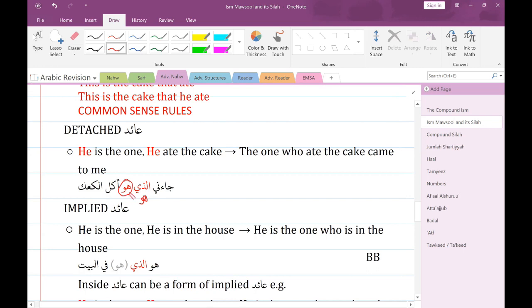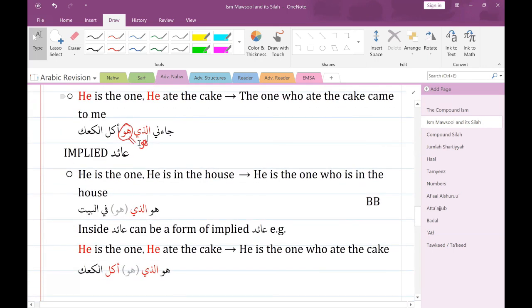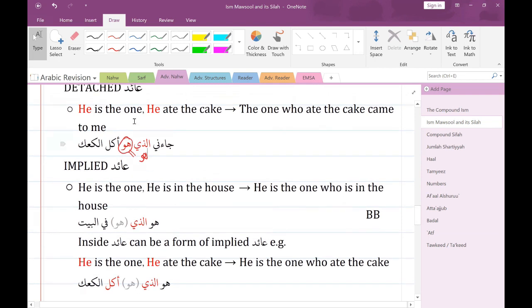And they match. Because they match, everything is fine. Like we know we are talking about the same person. So جاءني الذي هو أكل الكعك. So basically when they match, we're talking about the same person. When they don't match, we're talking about different things. Okay. Most of the time, common sense would actually help you in determining what is being talked about. So when you see an independent, an outside pronoun like that, you just ask yourself, does it match? And that will be your detached aid.